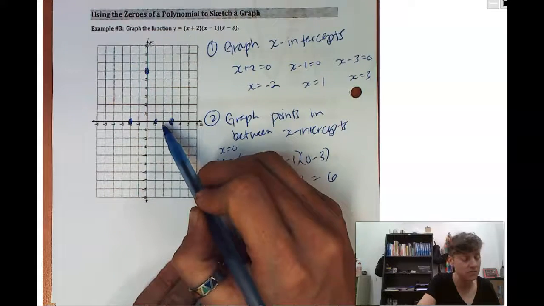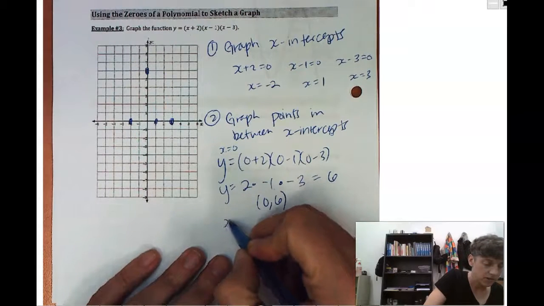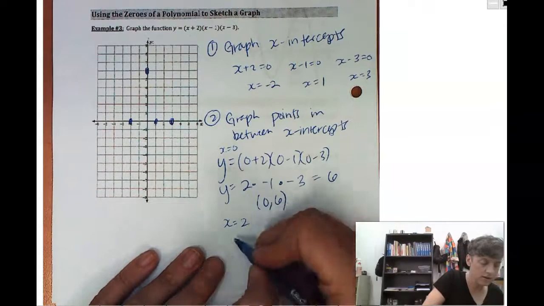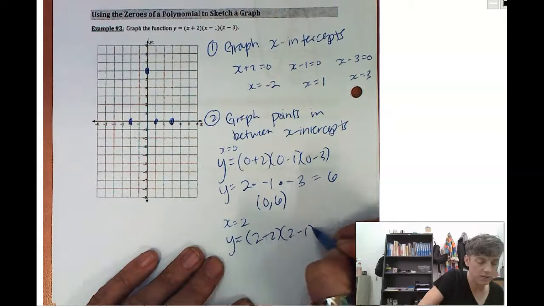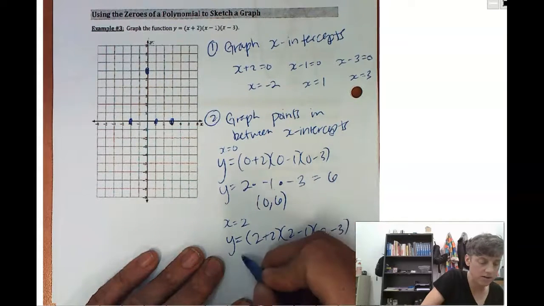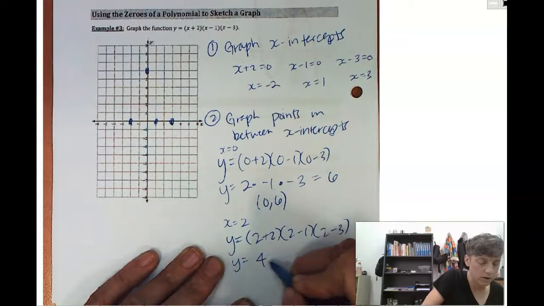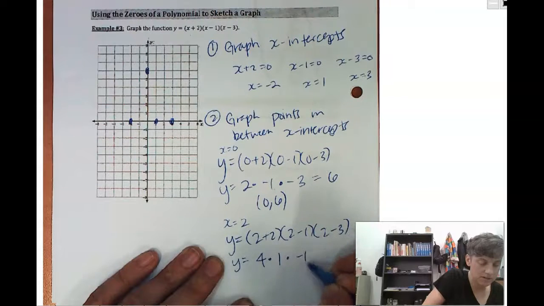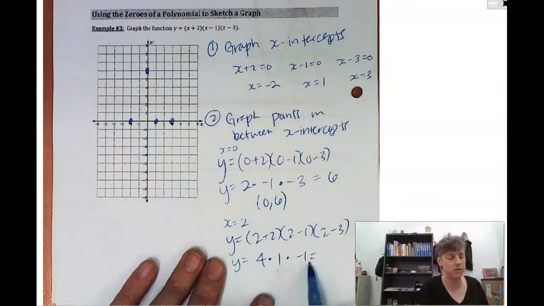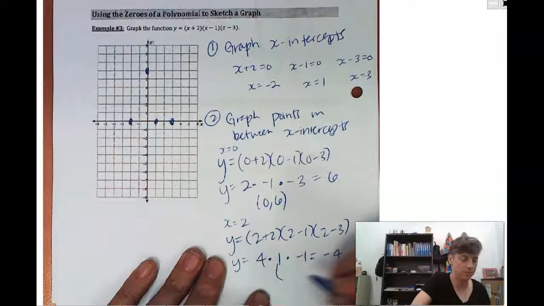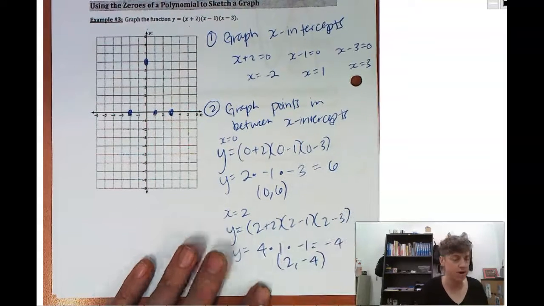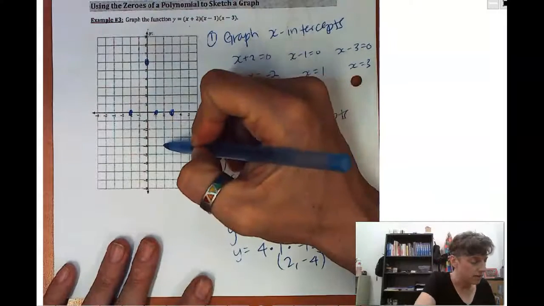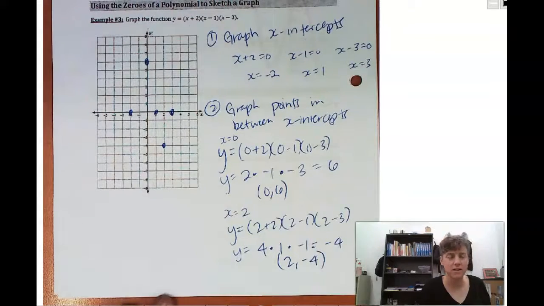Now we can do another point between these two intercepts, between 1 and 3. That's going to have to be 2. So we'll plug in 2. Y will equal (2 plus 2)(2 minus 1)(2 minus 3). Y is going to equal 4 times 1 times negative 1. 4 times 1 is 4, times negative 1 is negative 4. So we've got another point at (2, negative 4). And now let's connect the dots.